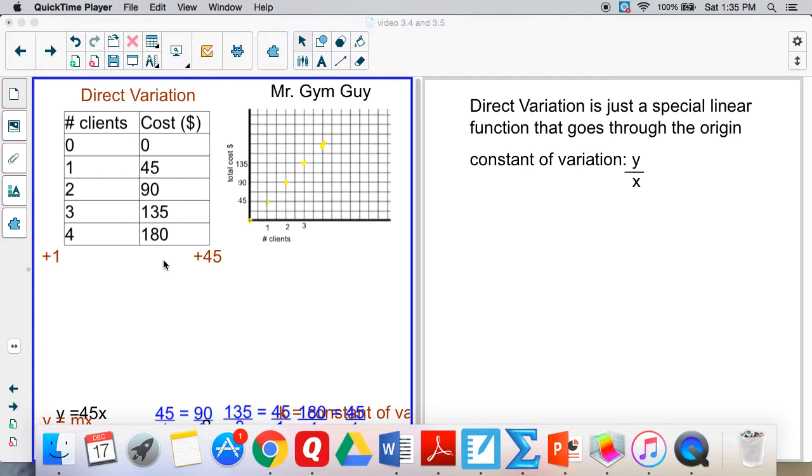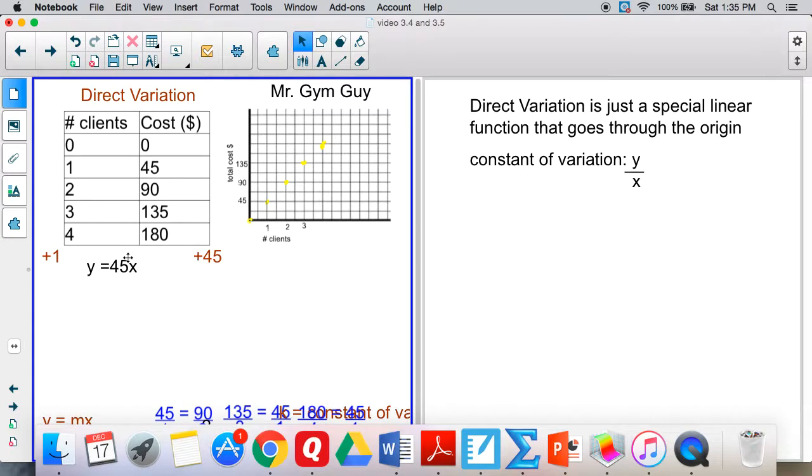So if we were to write this in slope-intercept form, y equals mx plus b, our starting value is 0, because if Mr. Gym Guy doesn't have any clients, he doesn't make any money. So here we go, y equals 45x. So far, I don't think you've heard anything new.